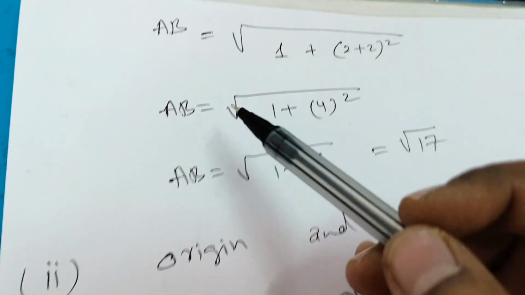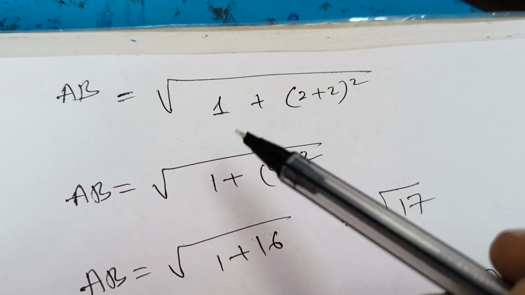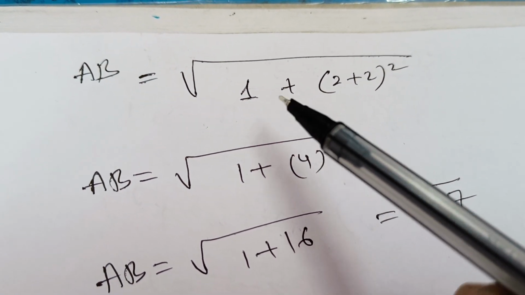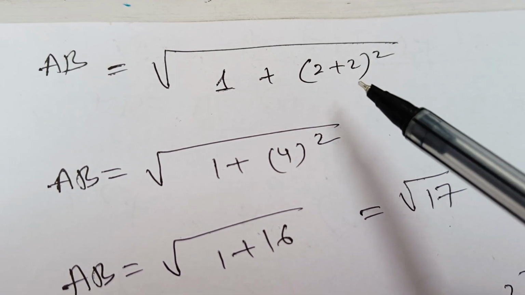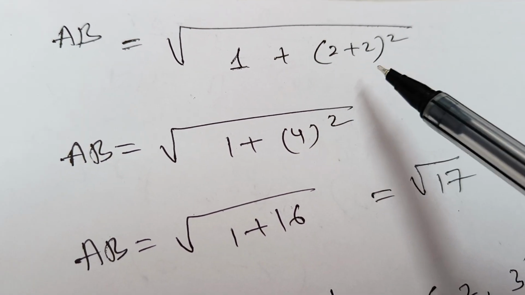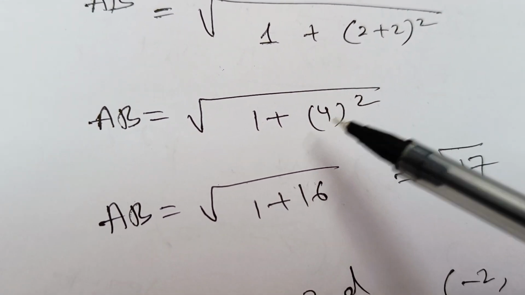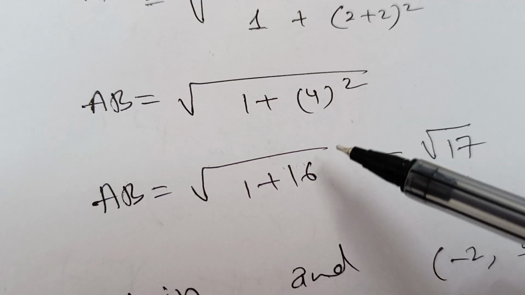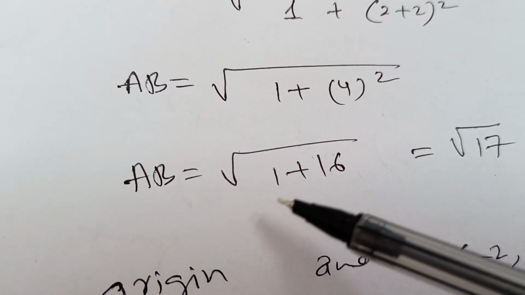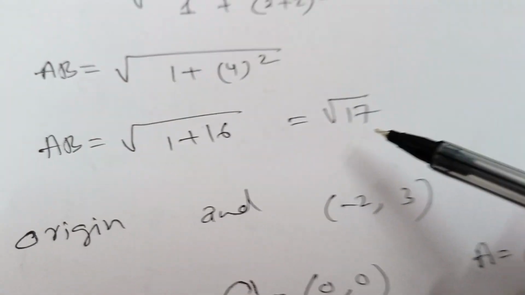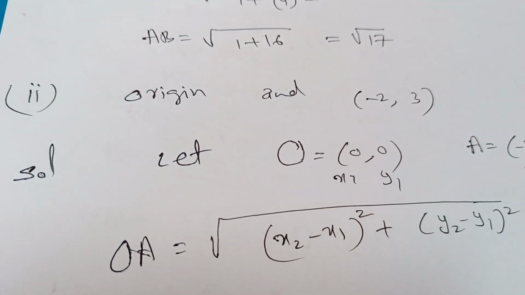So here we will get AB is equal to square root of 1 minus 0 is 1. 1 square is again 1, plus 2 plus 2 whole square means it is 4 square. 1 plus 4 square. 4 4s are 16. So we are writing AB is equal to square root of 1 plus 16, which is equal to square root of 17.